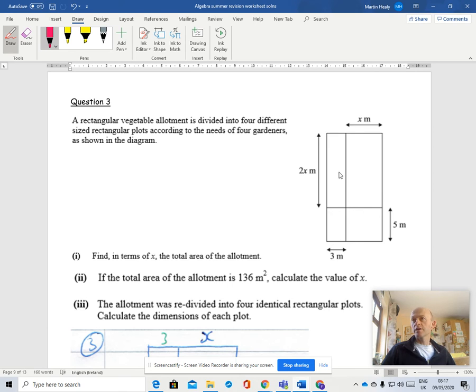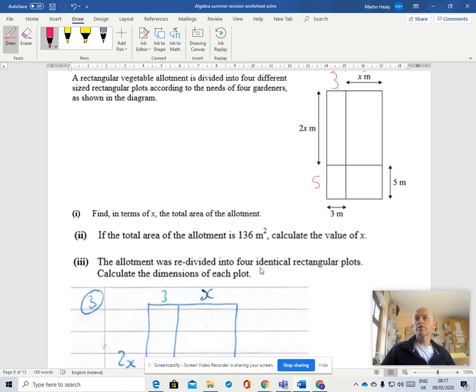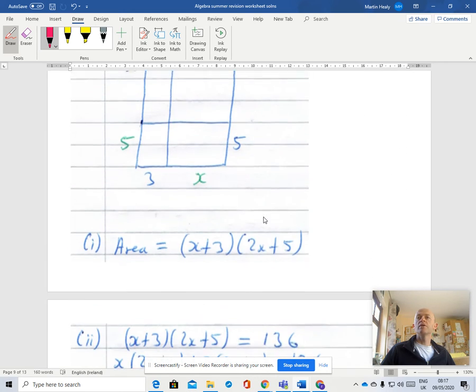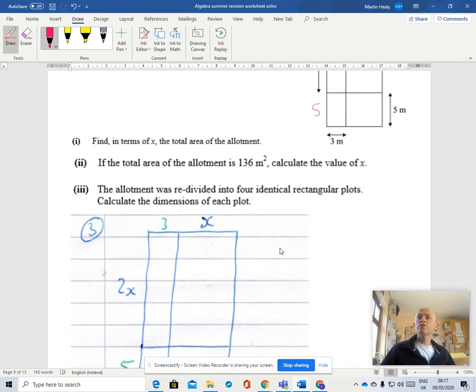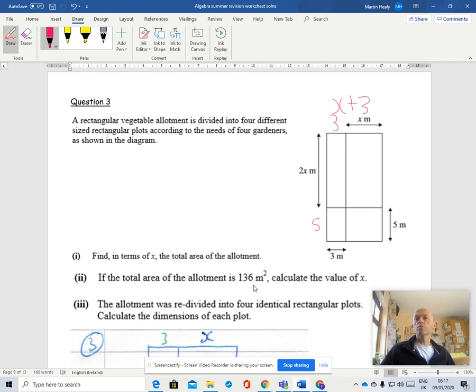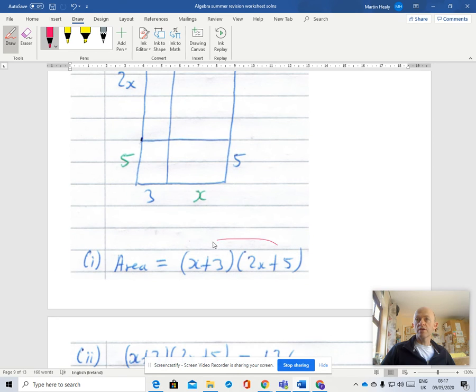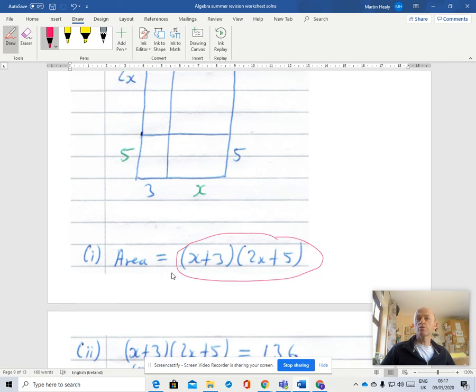Now for question 3 here. Well, these are all rectangles, so this must be 3 up here as well. So the width there is x plus 3. And down here, if this is 5 here, this must be 5 over here. So the length here must be 2x plus 5. So in terms of x, the total area of the allotment is going to be x plus 3 times 2x plus 5. And that's why that's written there. Then you're told the total area is equal to 136.